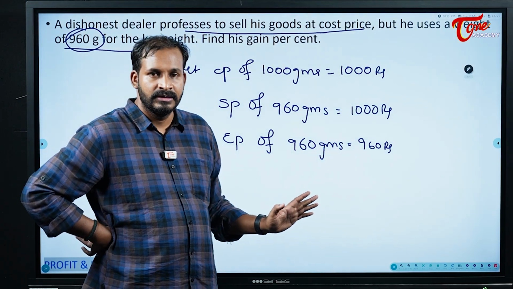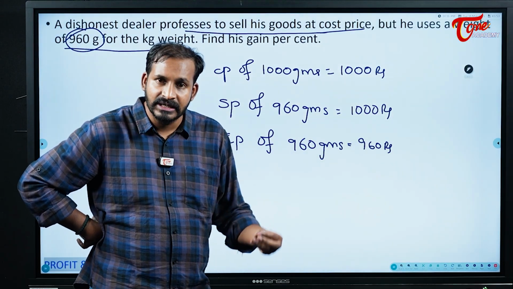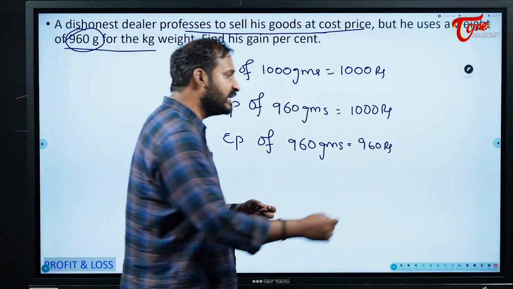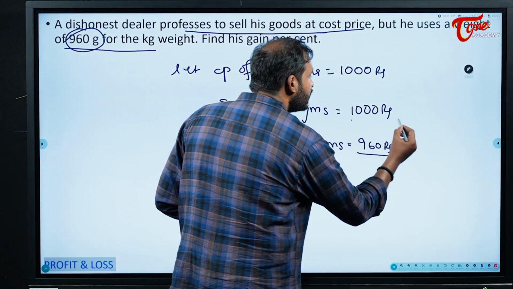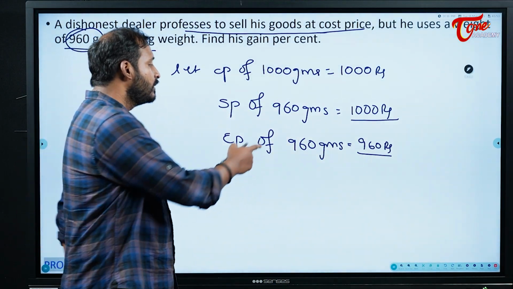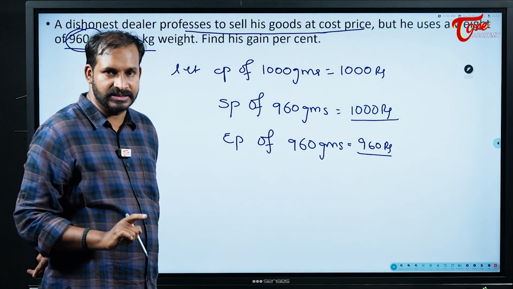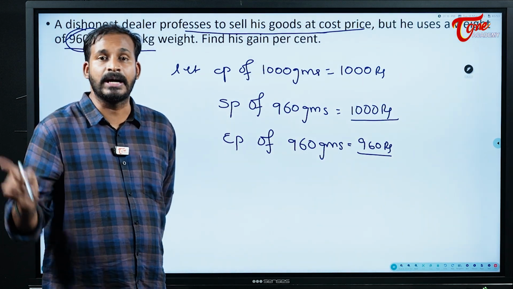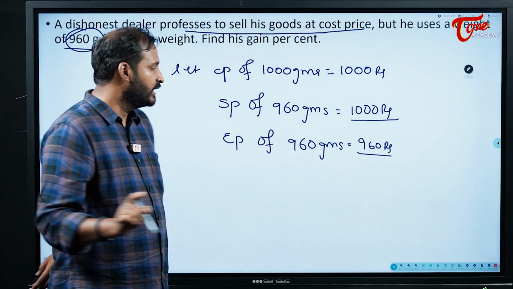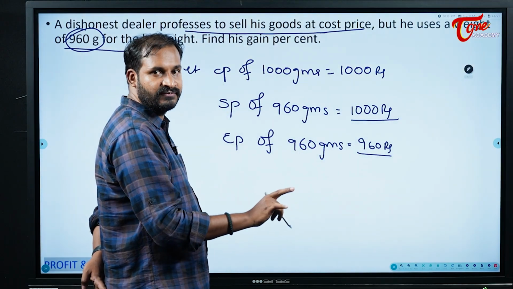Simple, right? For him, 960 grams cost price is what? 960 rupees. But he sells it for what price? 1000 rupees. That means he is selling 960 rupees worth of goods for 1000 rupees. Understand? Please try to understand this one. Why? Because this understanding is very, very important for us. We are solving this problem completely from the shopkeeper's point of view.